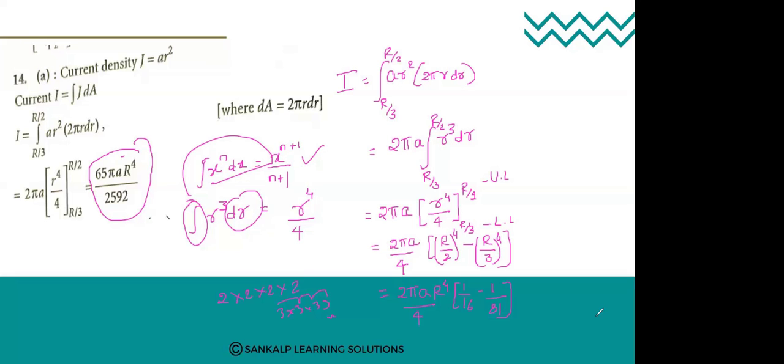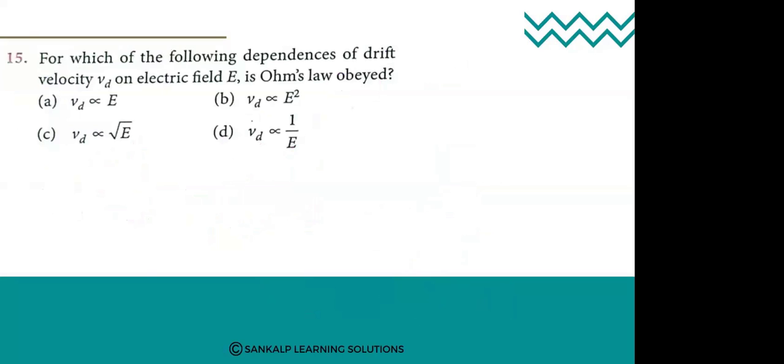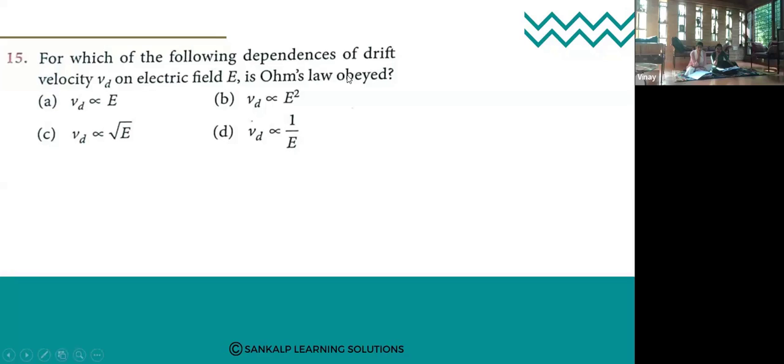Okay, next question. So see here, for which of the following dependencies of drift velocity VD on electric field E is Ohm's law obeyed? So in simple terms, which of the following is giving you the relation between drift velocity and the electric field? E is the electric field, VD is the drift velocity. Option B.